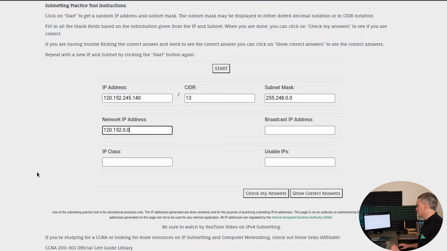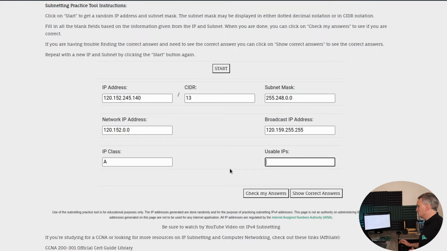So this is going to actually be 152.0.0. Now for the broadcast IP address, we need to move up on this octet by 8, but not quite, because we need all ones on the host portion. So this is actually going to be 120.159. If we leapt the full 8, we would be at the next network IP address. So we need to back it off one to get to the broadcast IP address of this subnet. And so then it'll be 255.255. The IP address class is going to be A.